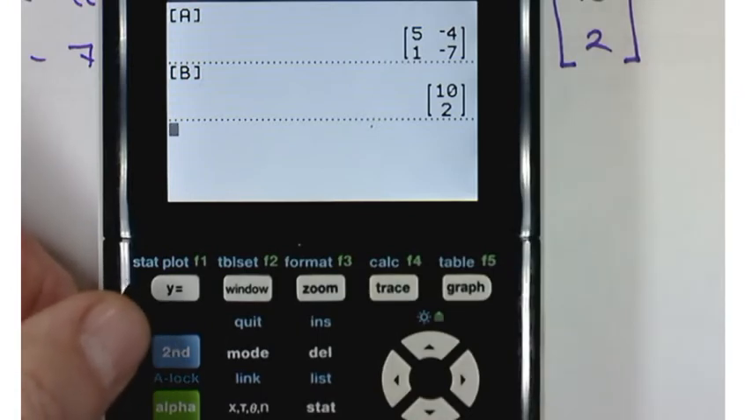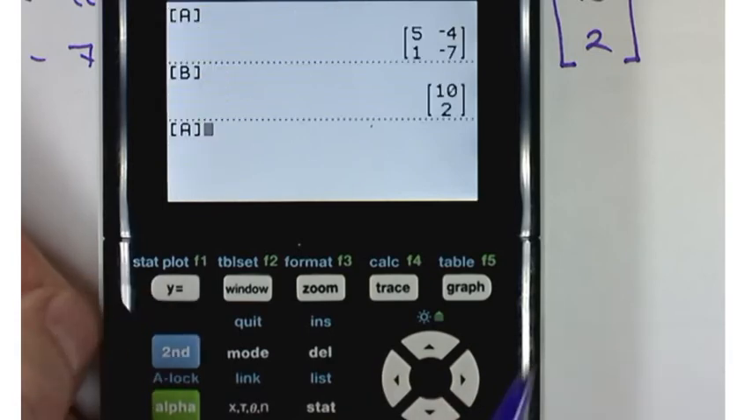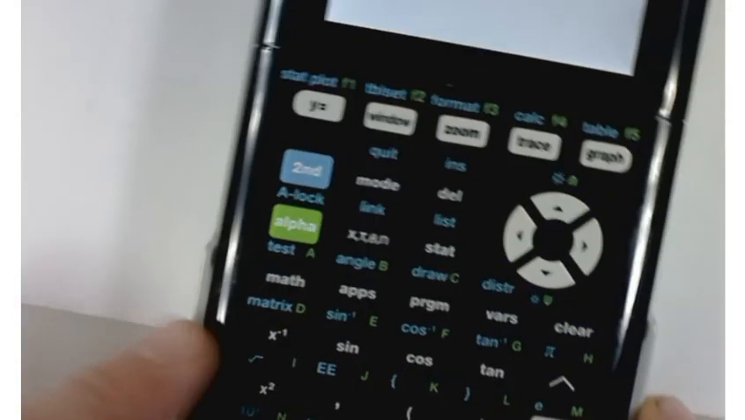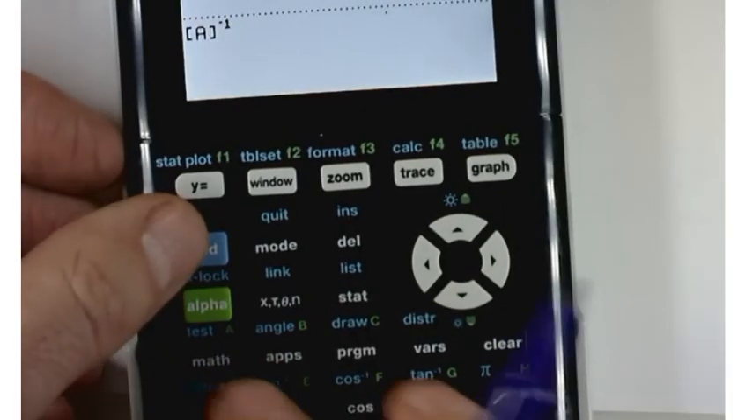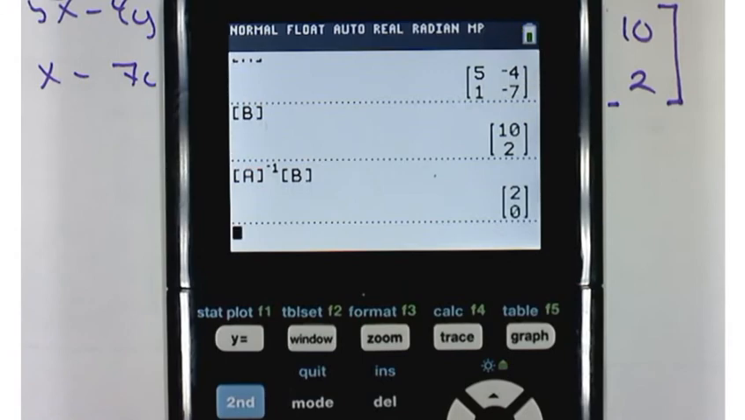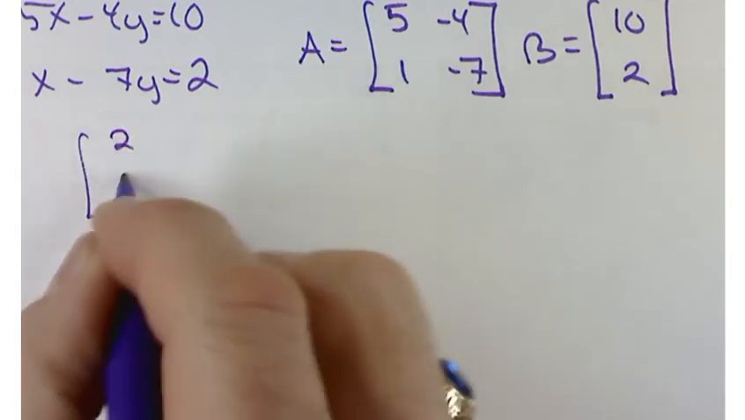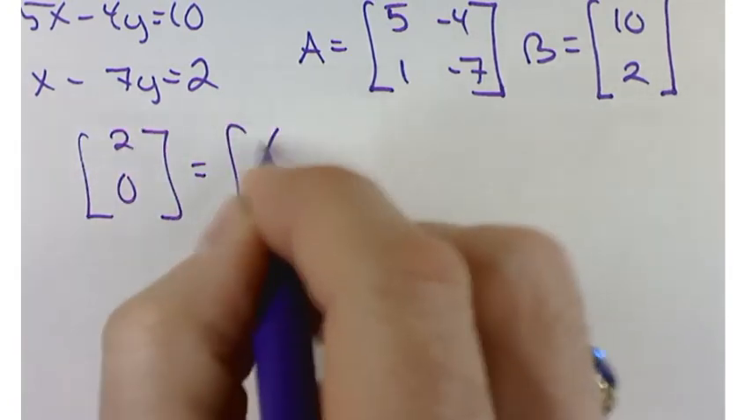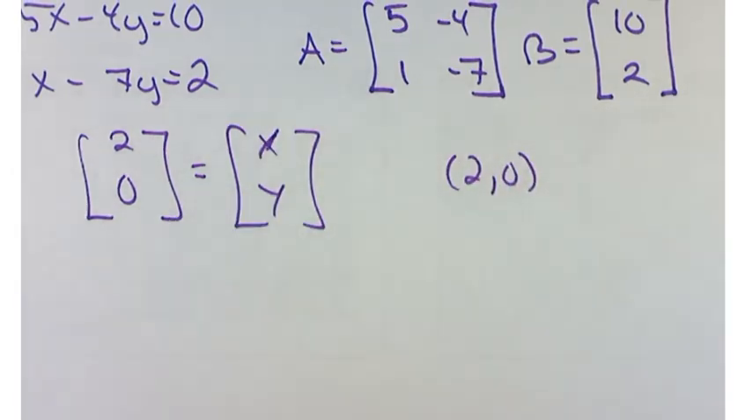Last but not least, I need A inverse times B. So matrix A, inverse button. So right here, our inverse button, x to the negative first power, times matrix B. Second matrix, A inverse B. So our solution is 2 and 0. And that corresponds to x and y. Or better yet, 2, 0.